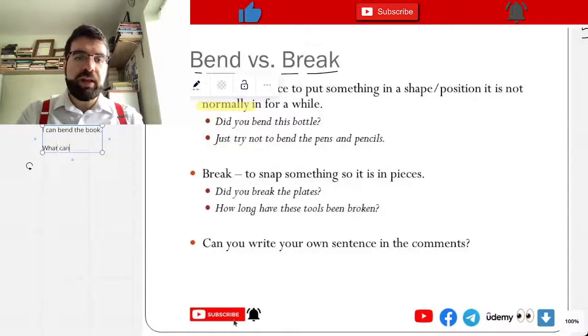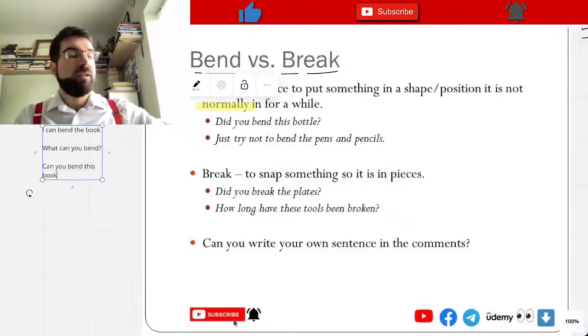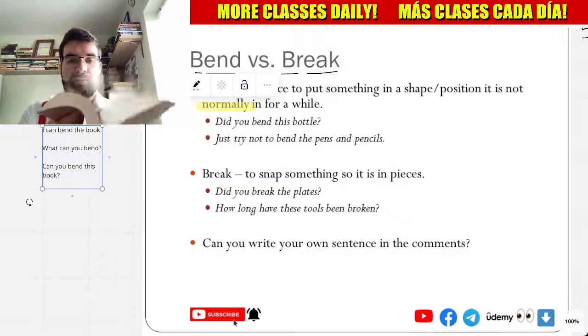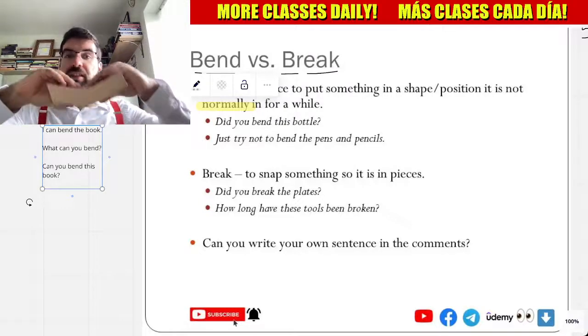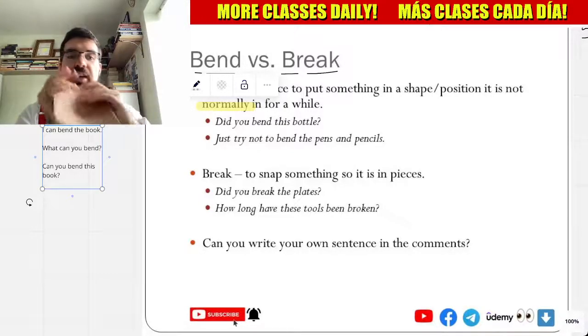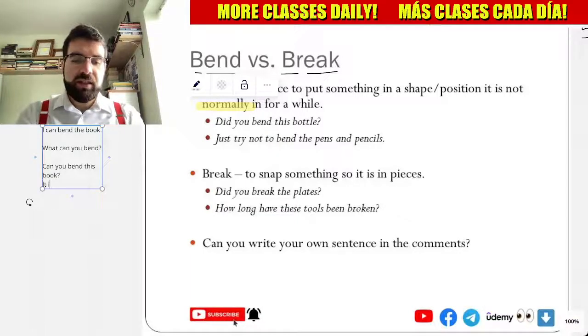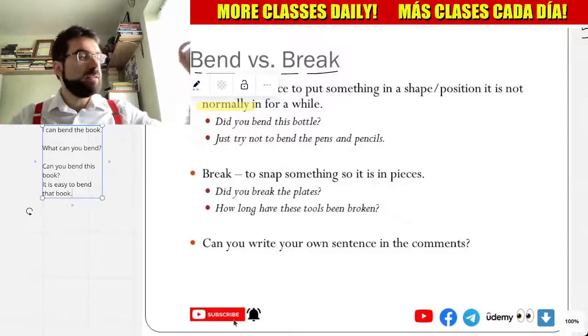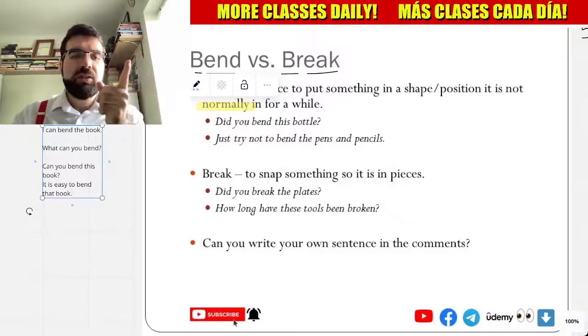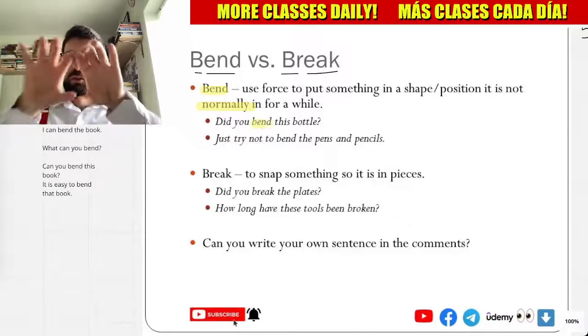What can you bend? Can you bend this book? Yes, I can bend the book. It is easy to bend that book. Makes sense.